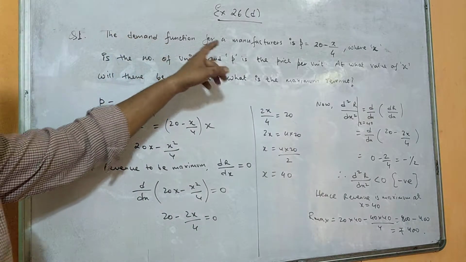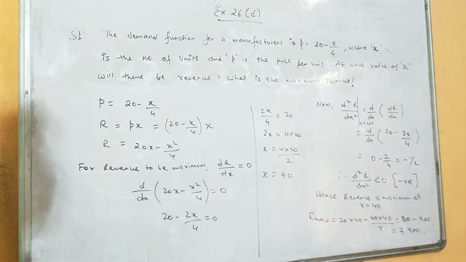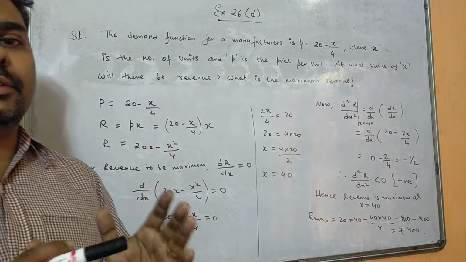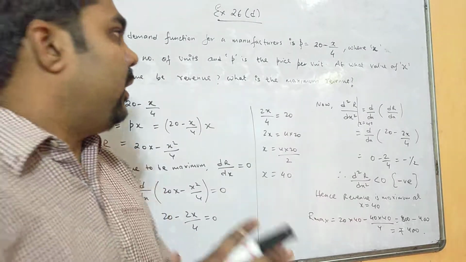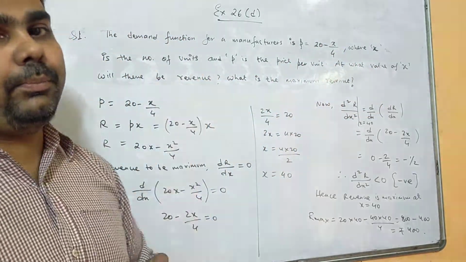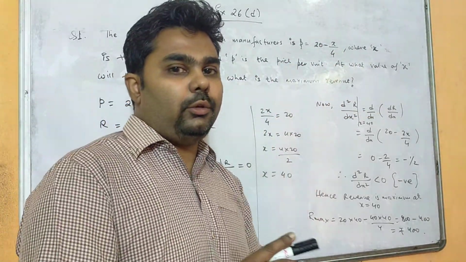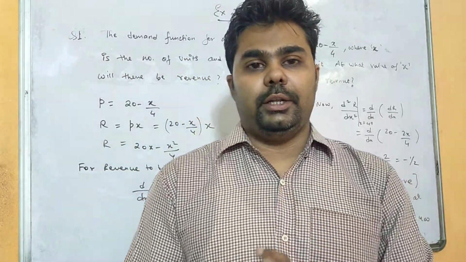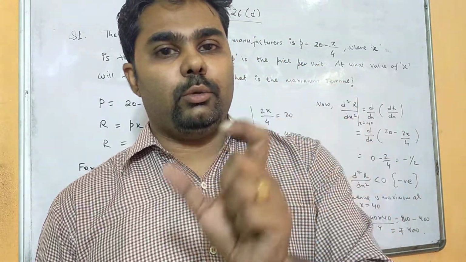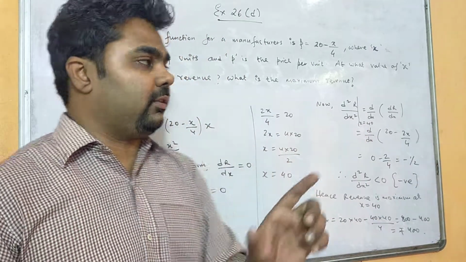The demand function for a manufacturer is P equals 20 minus x by 4, where x is the number of units and P is the price per unit. We have to find the value of x at which the revenue function is maximum. In my previous YouTube video, I already told that to find the revenue function, we need to multiply price per unit into x. That means R equals Px, right?